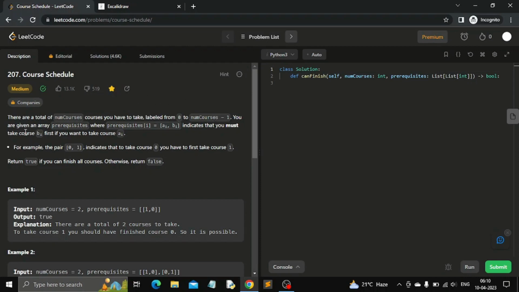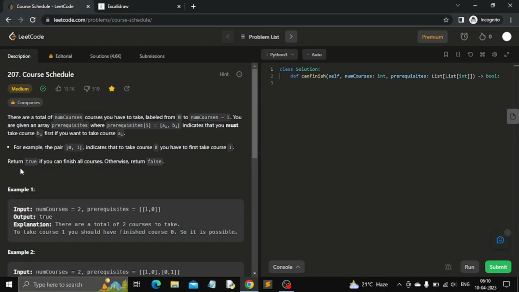Along with this, we'll be given an array prerequisites where at each index we'll be given a pair ai comma bi, which indicates that in order to complete course ai we first have to complete course bi. For example, if we are having a pair 0 comma 1, then it means that in order to take course 0 we need to complete course 1 first, right?